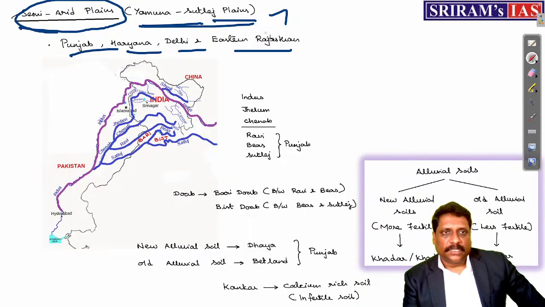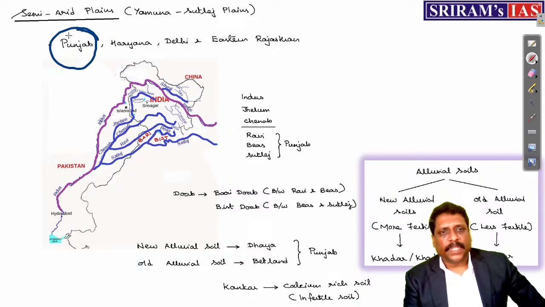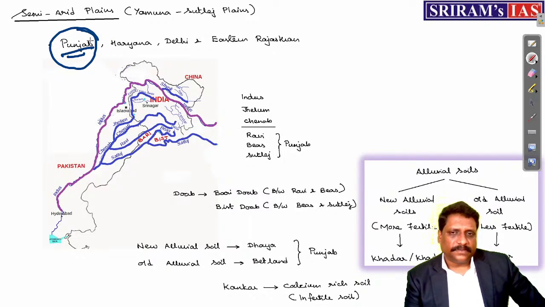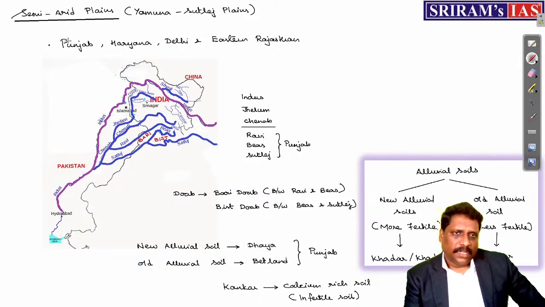And my dear friends, this semi-arid plains, right? Particularly, okay, forget about Haryana, Delhi, and Eastern Rajasthan. If I just take Punjab for that case, my dear friends, Punjab, a kind of an oxymoron you find it. I cannot call it an oxymoron, but a kind of an irony. What is this irony? Given the climatic condition, it is semi-arid.